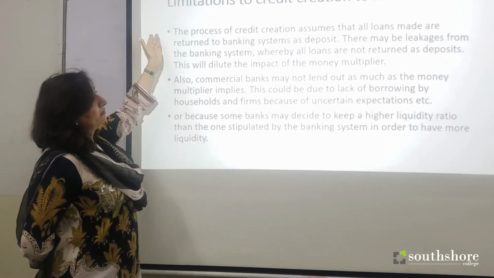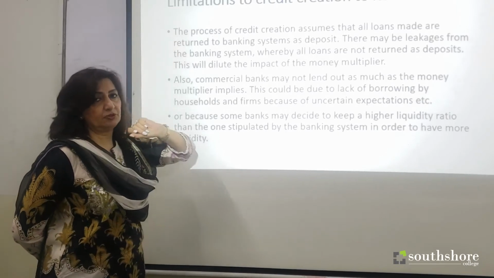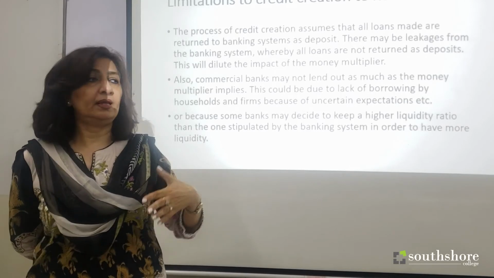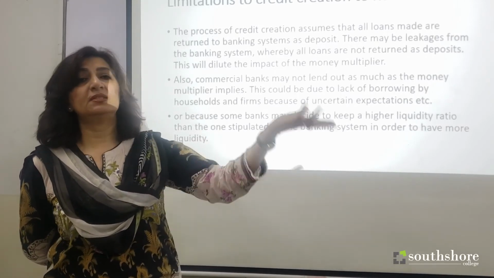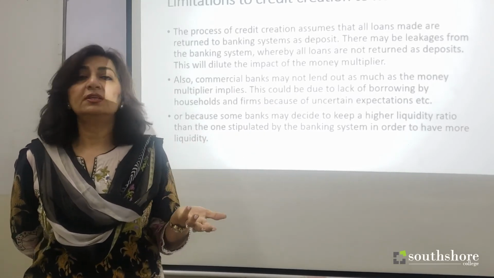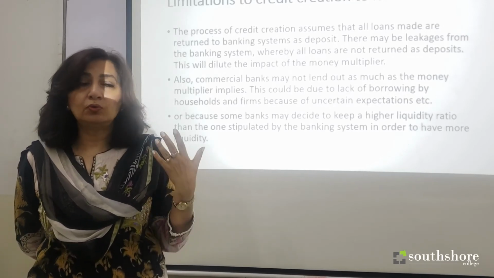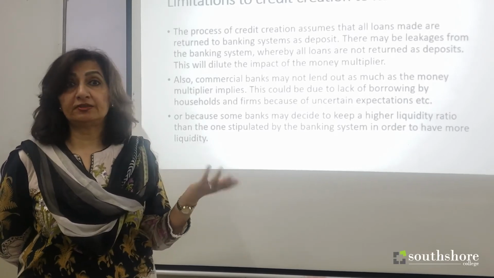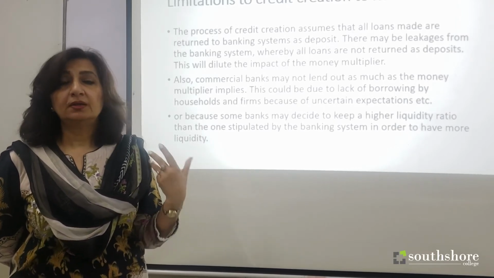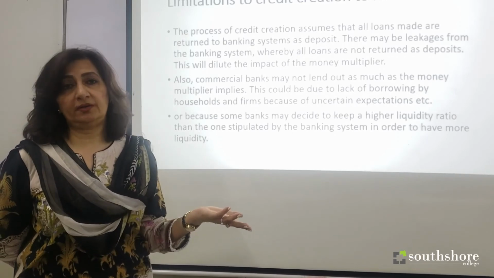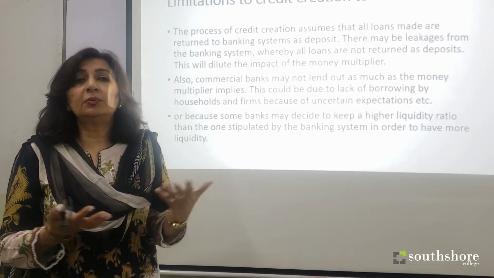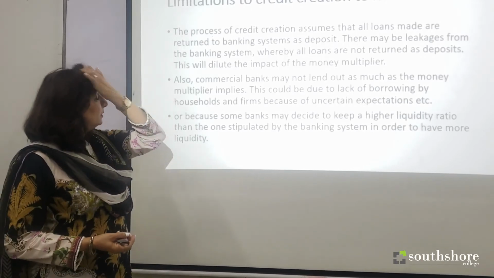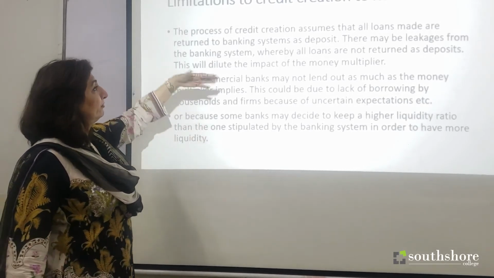So the first one is that we made an assumption. We said that when a deposit was made, Mr. A comes and asks for a loan, and then he pays Mr. B, and then Mr. C comes and asks for a loan. Students, if there is no demand for loans, this means that people don't want to borrow from the bank and spend, whether it is people or firms. In that case, the bank is not able to create credit, and the bank is left with a lot of liquidity.